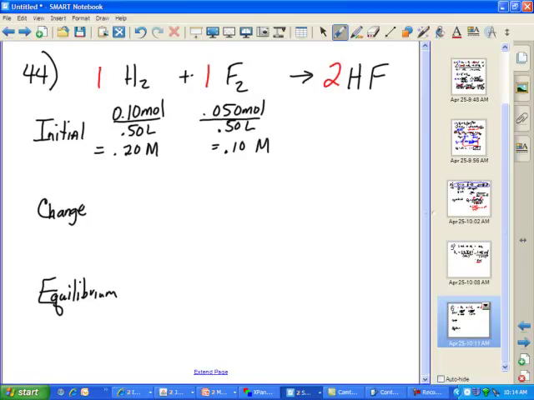Still with me? Yeah. And then, did they give you any product yet? In the beginning? Well, this is the balanced equation, this is the recipe, but what did they initially mix together to react? Just these two? They don't give you a concentration of the hydrogen fluoride yet, because it hasn't been made yet. So we're going to put a big fat 0 here, okay?